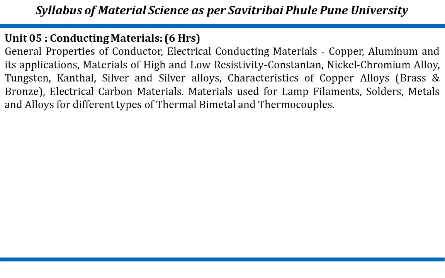So if you observe, unit number 3 was related to the insulating material. Unit number 4 was related to the magnetic material. So same way, unit number 5 is related to the conducting material. In that we have to study its basic concepts, its basic properties, what are the types of conducting materials that we can use, and depending upon its properties, where it can be used in electrical engineering.